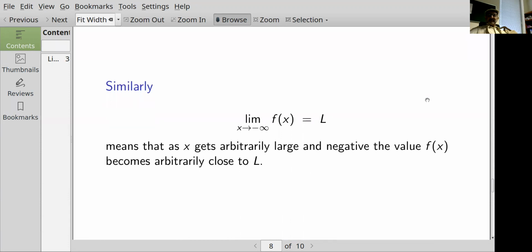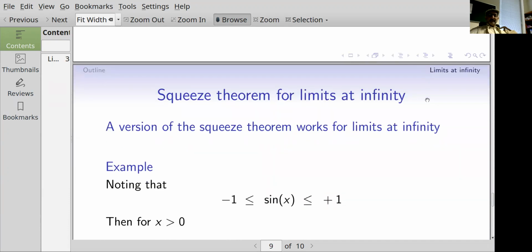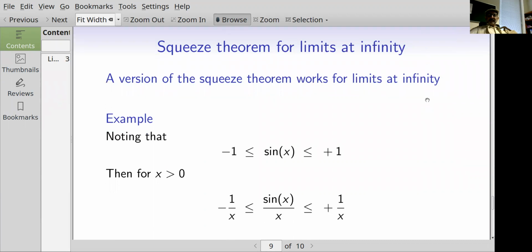Similarly, the limit as x goes to minus infinity of f(x) equals L means that as x gets arbitrarily large and negative, the value f(x) becomes arbitrarily close to L. Okay. We also have a squeeze theorem for limits at infinity.